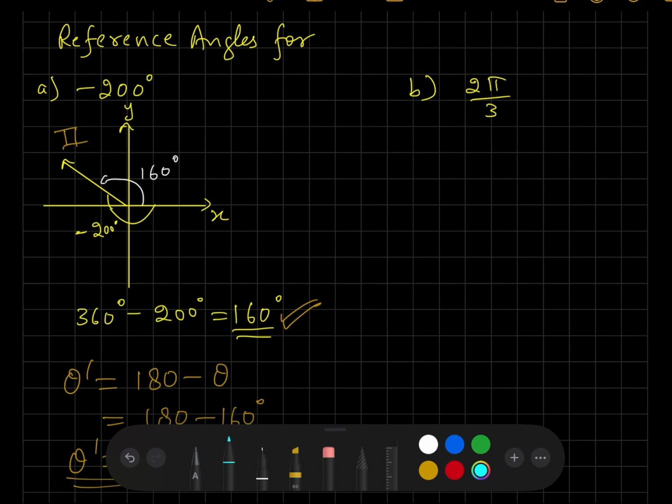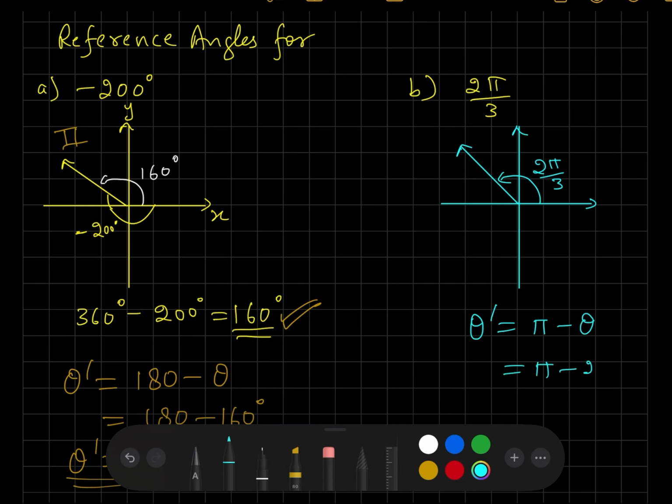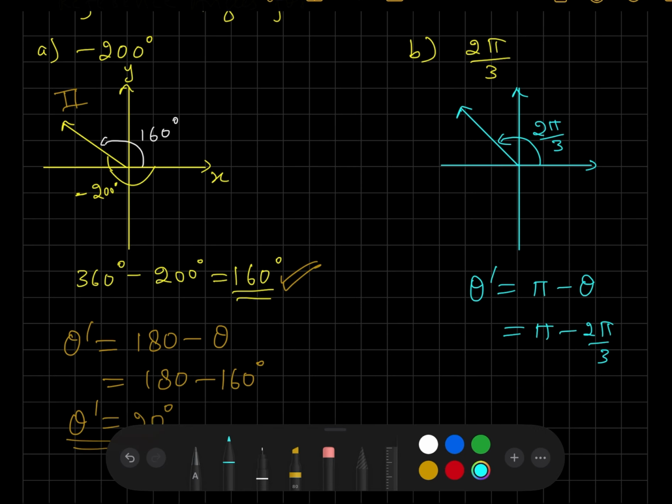Now this 2 pi by 3 angle is in radians. 2 pi by 3 is 120 degrees, so it will lie in the second quadrant. The terminal side is in the second quadrant. This is my 2 pi by 3. Now what is the rule for the second quadrant? Again it is in radians, so theta prime would be pi minus theta. So this is pi minus 2 pi over 3, which is 3 pi minus 2 pi over 3, that is pi by 3. So this is the reference angle for 2 pi by 3.